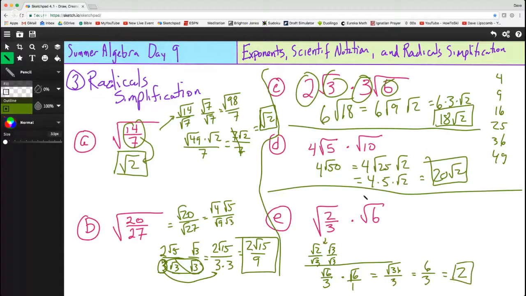You could have done it another route, and you could have said, well, let's multiply the insides together first. That's the square root of 2/3 times 6, which is equal to the square root of 4, which is equal to 2. Could have done it that way, but you get the same answer either way. All right, now we're done.